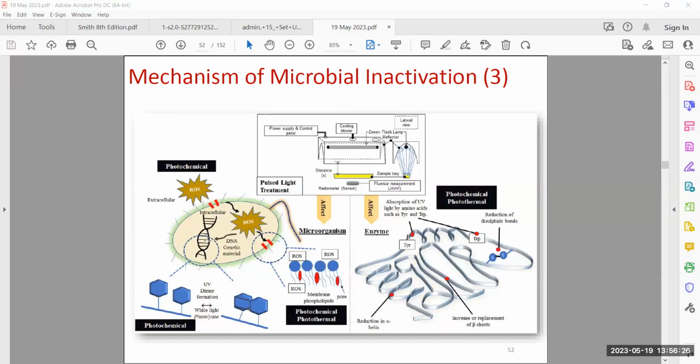Another mechanism we assume is photochemical, where the light from the electric is a bit like lightning going to the microorganism and changing the DNA of the microorganism itself. When the DNA of the microorganism is changed, the microorganism can no longer grow or resuscitate or even revive. Okay.